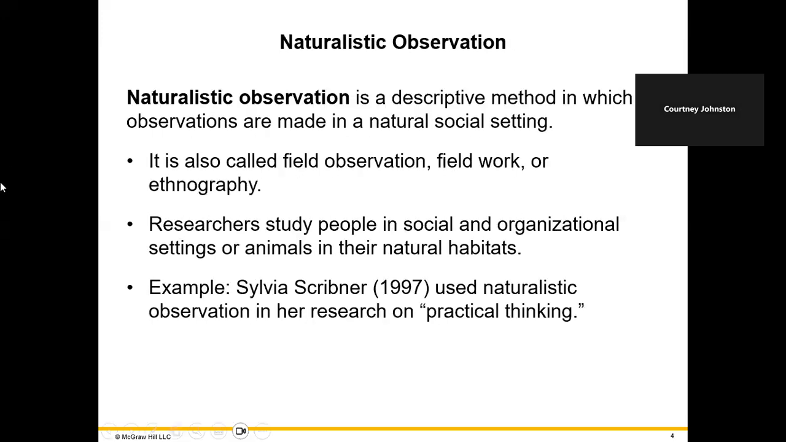So we have naturalistic observation. This is when we literally observe humans in a natural social setting. It's also called field observation, field work, ethnography. We study people in social and organizational settings, or animals in their natural habitats. That would be the best example of this. An example of this, in 1997, Sylvia Scribner used naturalistic observation in her research on practical thinking.